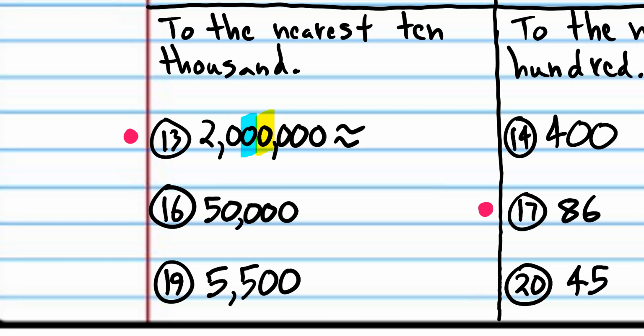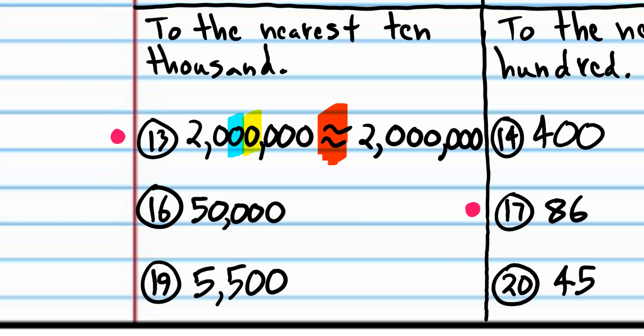So the number in the blue stays, and all the other numbers become 0. But as you can see, all these other numbers already were zeros, so the number actually doesn't change. So this is an example where when you round, the number doesn't change. So instead of writing an approximately equal sign, we might as well just write an exactly equal sign. So the answer to that one was just the same number, 2 million.